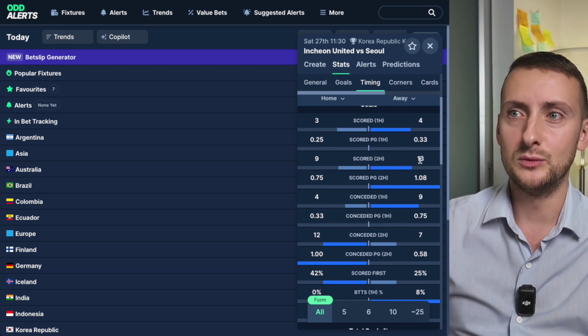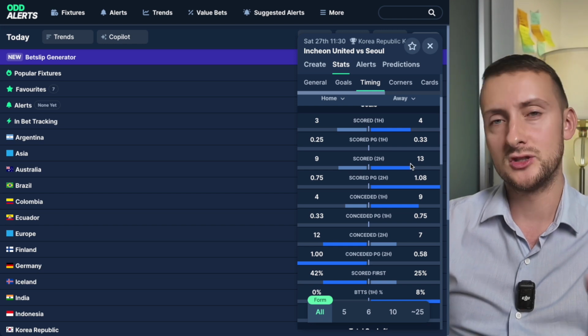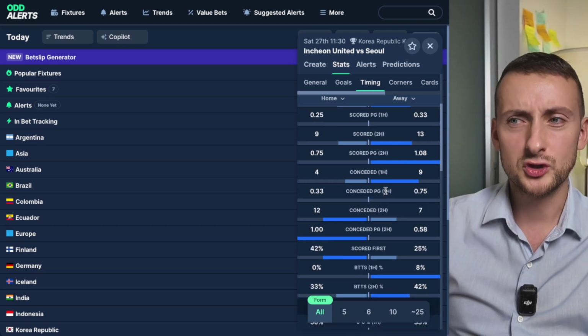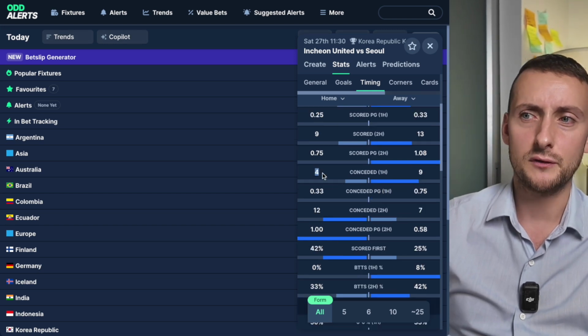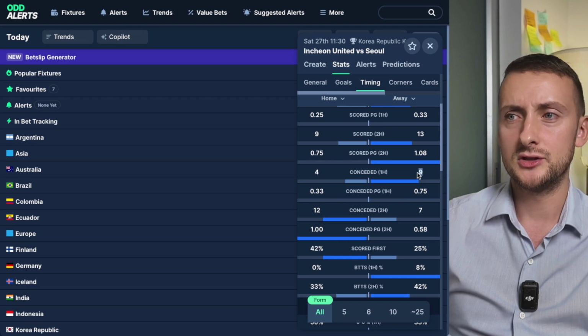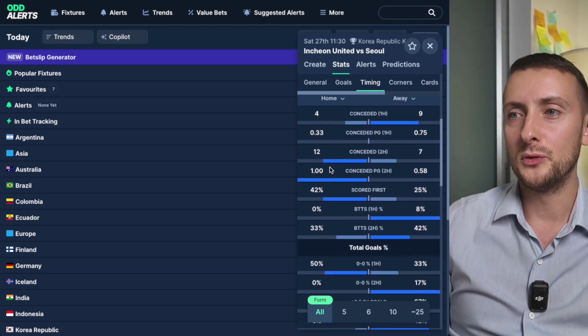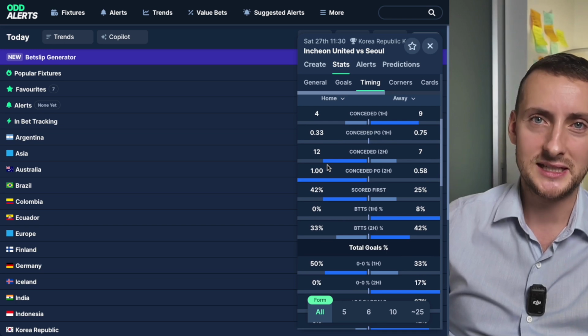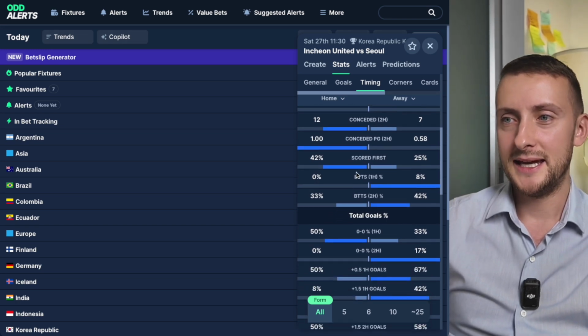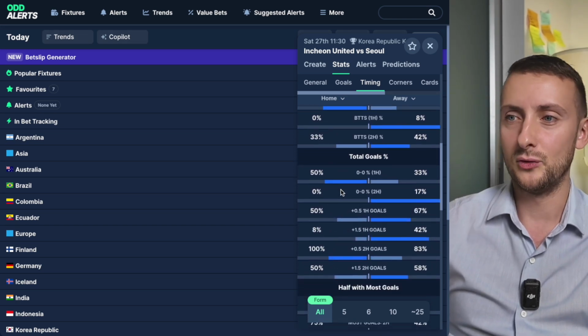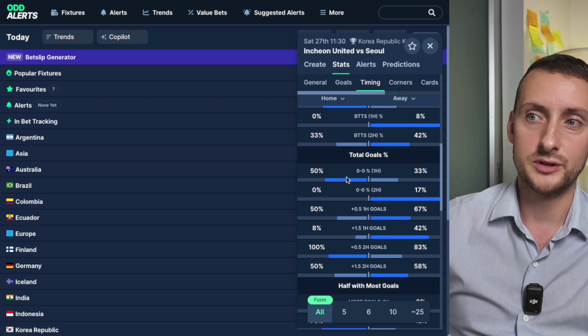Still not amazing at home for Incheon, and we'll check out their general stats in a moment. But they're also not conceding too many in the first half, conceded just 4 and conceded just 9 as well, 0.75. And again, as I said before, it's not beyond the realms of possibility that they could concede in the first half.